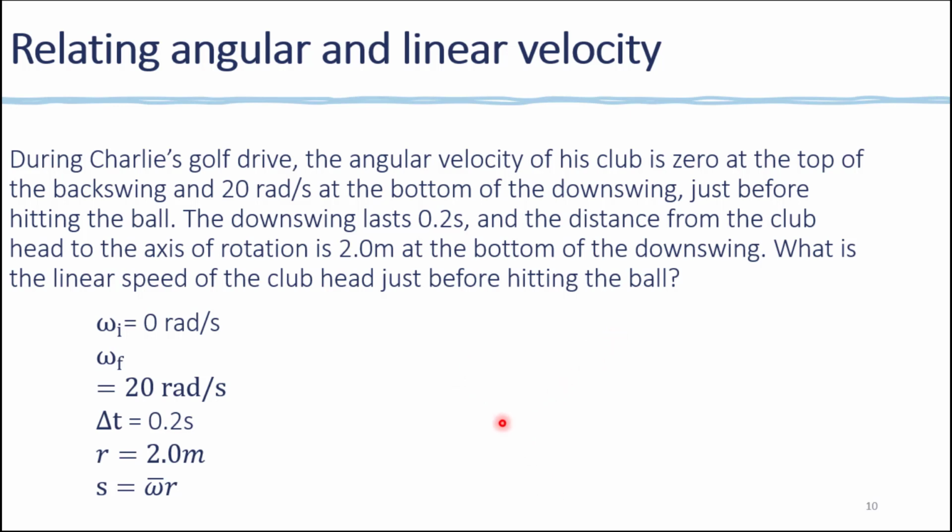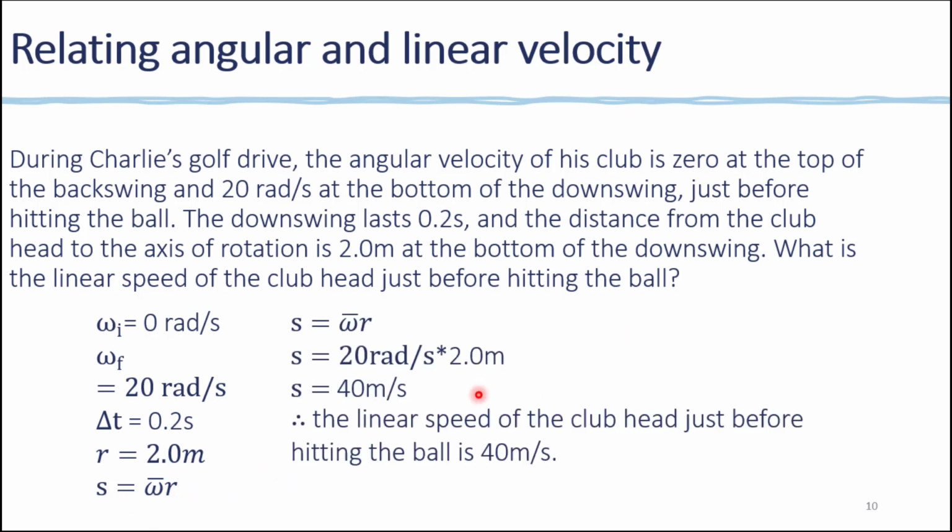So let's just use the relationship between linear speed and angular velocity. So we see that the speed is equal to 20 radians per second, right? That final angular velocity times the radius, which is 2 meters. And remember that angular velocity needs to be in radians. Otherwise, the units don't work out in the end. So in this case, we're fine. We don't need to convert.